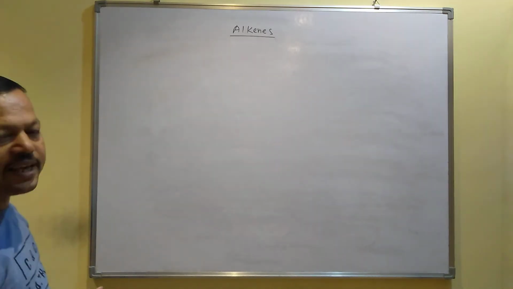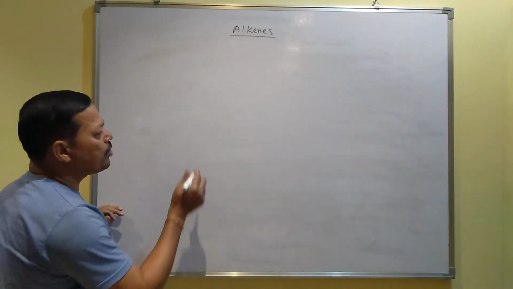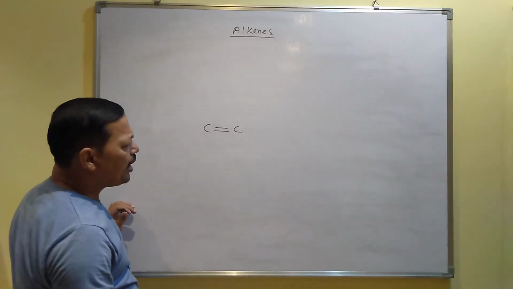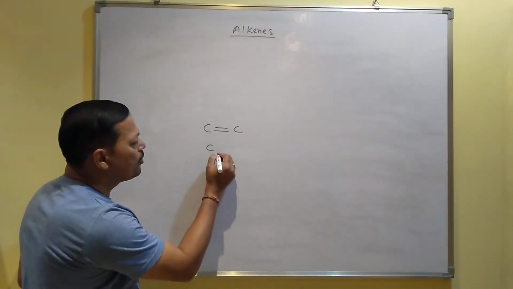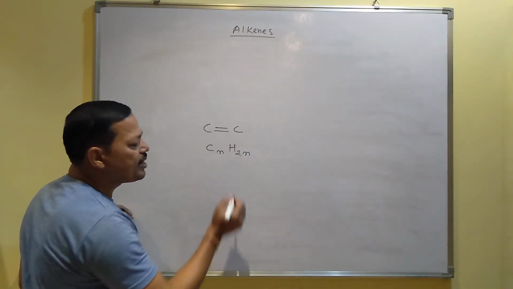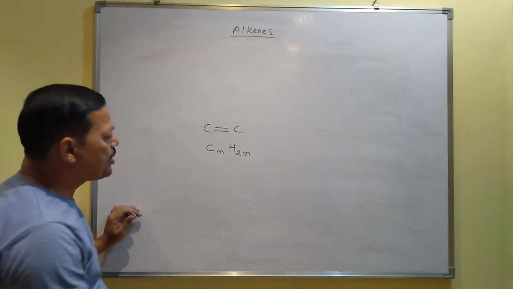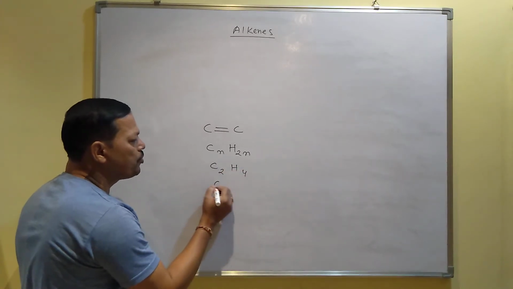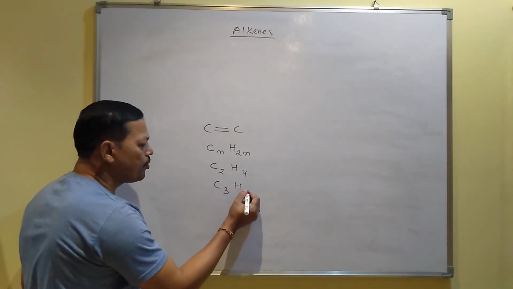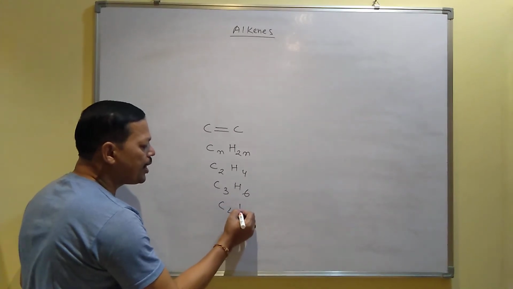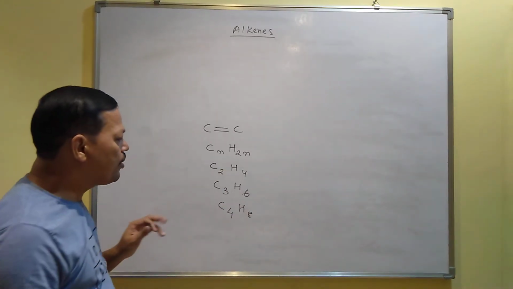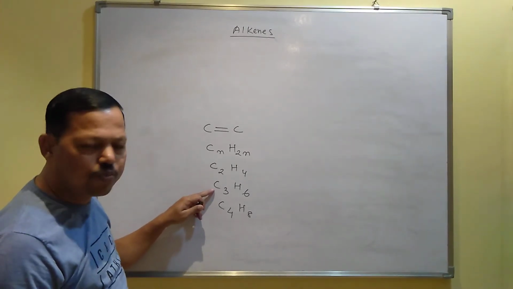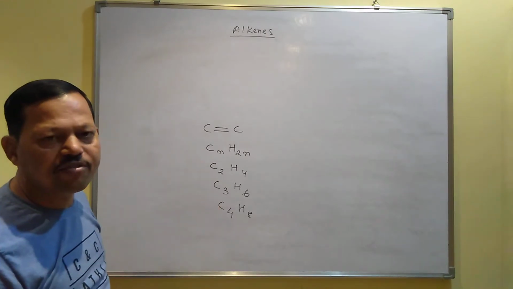As you know, alkenes are unsaturated hydrocarbons which contain a carbon-carbon double bond, and alkenes have the general formula CnH2n. This is the general formula of alkenes. For example, if you consider C2, hydrogen will be 4. If you consider C3, hydrogen will be 6. If you consider C4, hydrogen will be 8. Like this you will get the molecular formula of alkenes. Here 2 carbons are present, that's why it is called ethene. This is called propene. This is called butene. Like this you will get different types of alkenes.